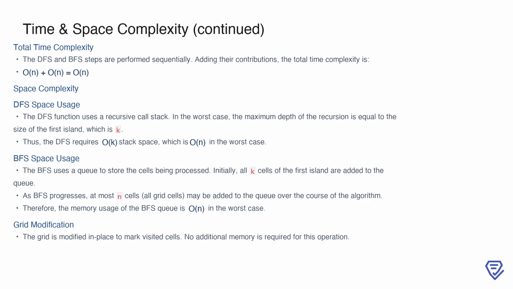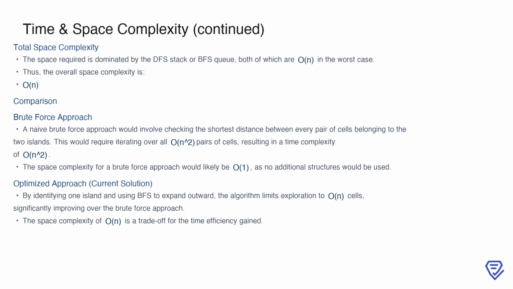Additionally, the algorithm modifies the grid in place to mark visited cells, so no extra memory is used for this purpose. Putting it together, the total space complexity is dictated by the larger of the DFS stack and the BFS queue, both of which are O(n). When we consider the overall space complexity, it is clear that the DFS stack and BFS queue dominate, each contributing O(n). Thus, the total space complexity remains O(n).